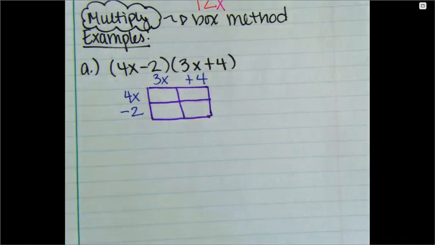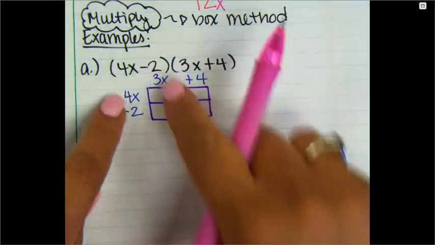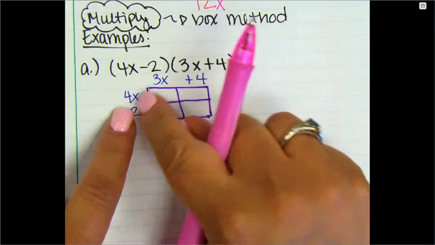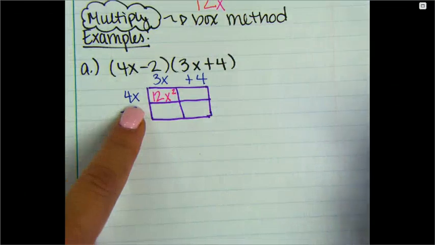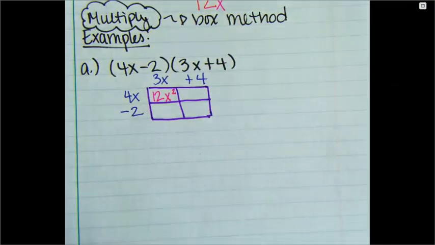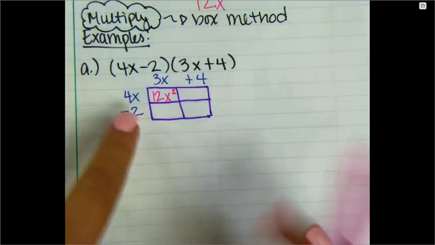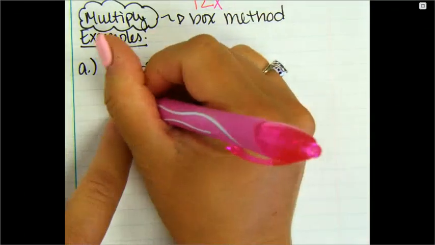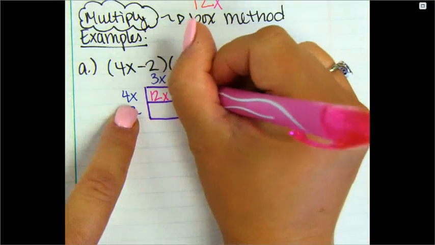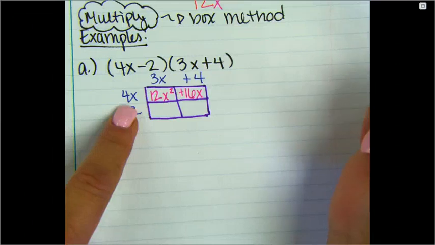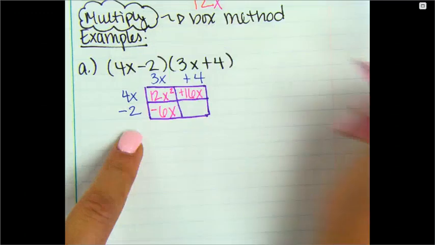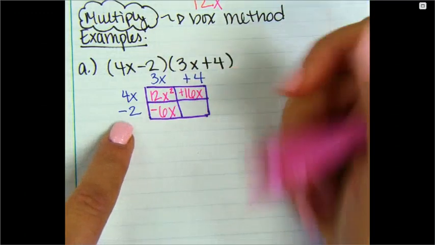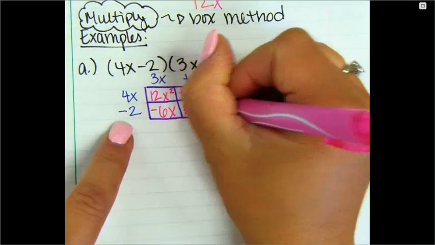Now we're going to multiply. You're multiplying today, not adding, so you need to be careful. You multiply 4x and 3x: 4 times 3 is 12, and x times x is x squared. Remember, this is just like that multiplication chart you learned in 3rd grade. Then 4x and positive 4 gives 4 times 4, which is 16, and you bring your x. Then negative 2 and 3x gives negative 6x. And lastly, negative 2 times positive 4 is negative 8.